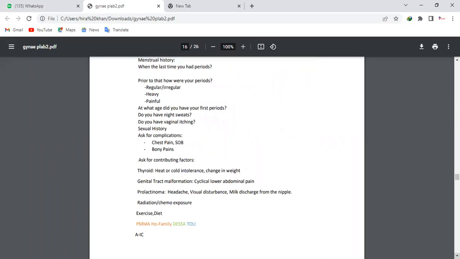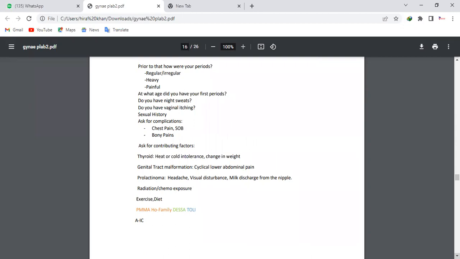All right. And ask for the other contributing factors. By that I mean the other differential diagnoses of the symptoms. You need to rule out the others as well, because behind any symptom there could be more than one cause, so you have to rule out the important ones.